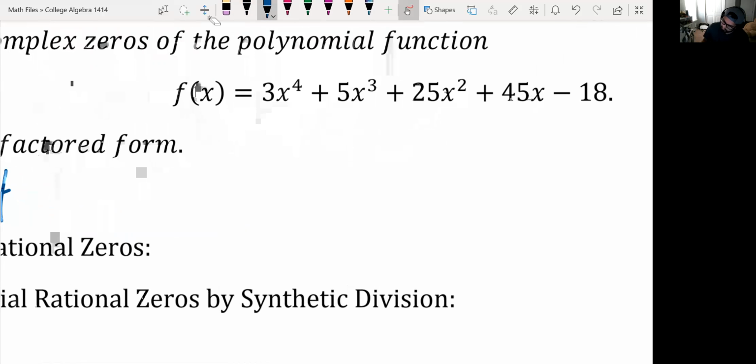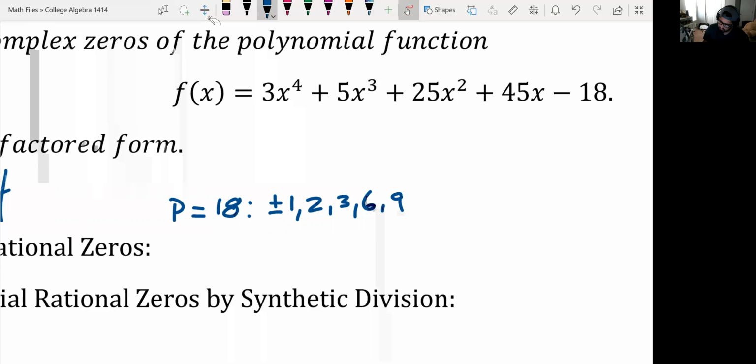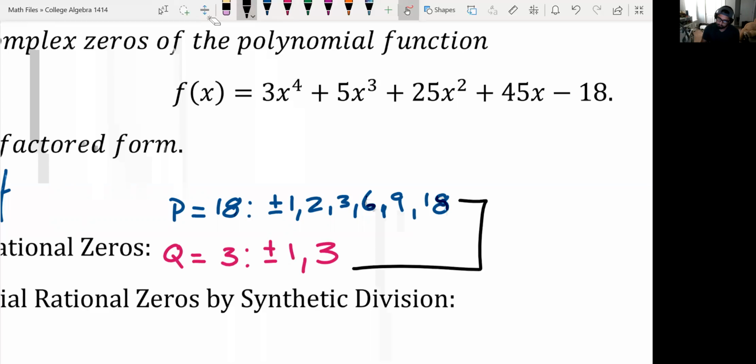Now for our potential zeros, let's go with that. P belongs to the constant, which is 18 or negative 18, doesn't matter, and find all the factors of that. 1, 2, 3, 4, 5, 6, 7, 8, 9, and then 18. And then Q gives me 3, and plus or minus 1 and 3. Okay, then you put P over Q.